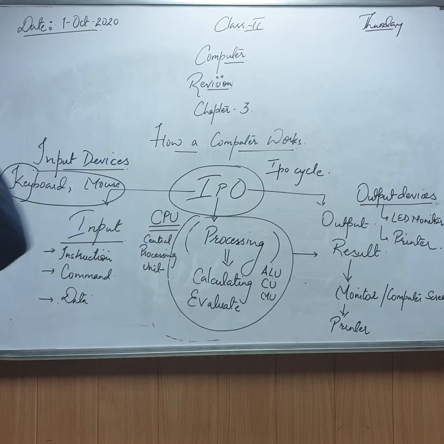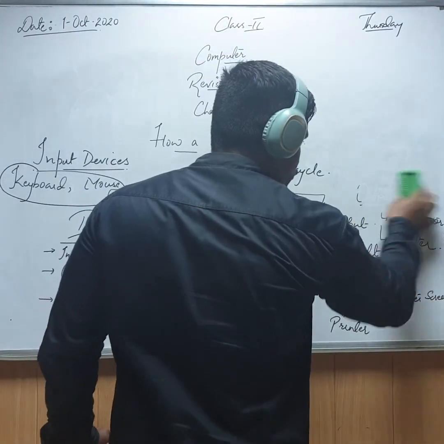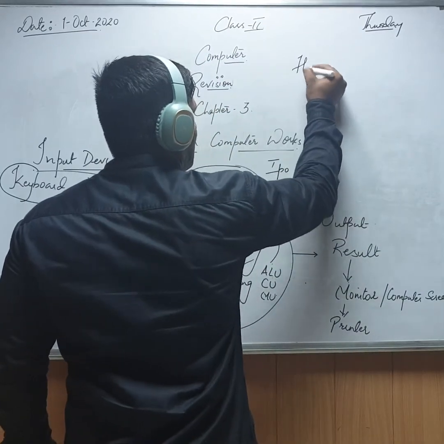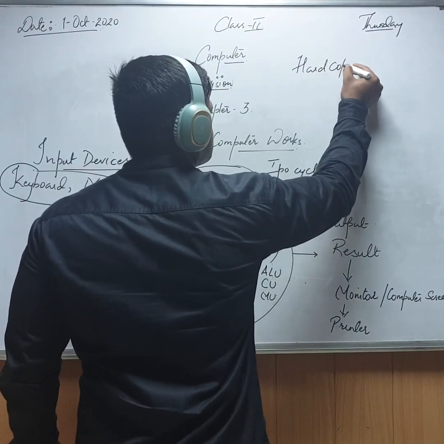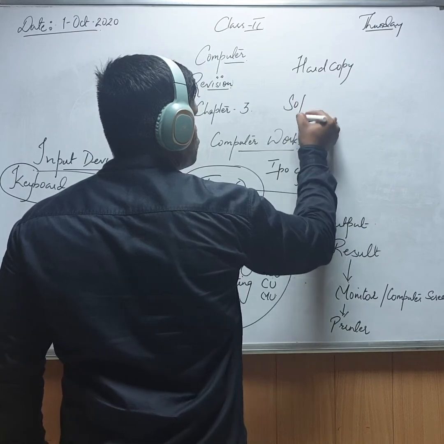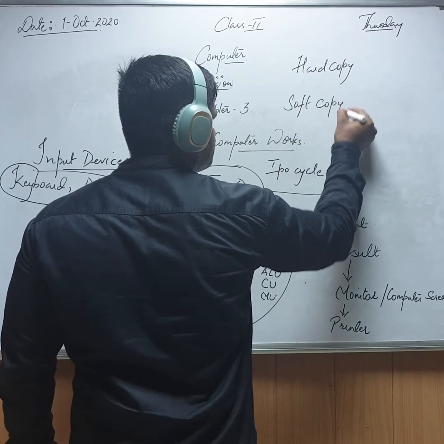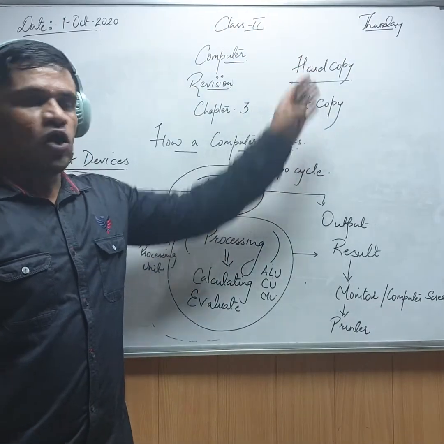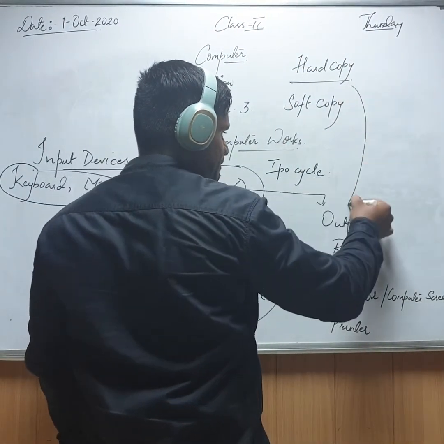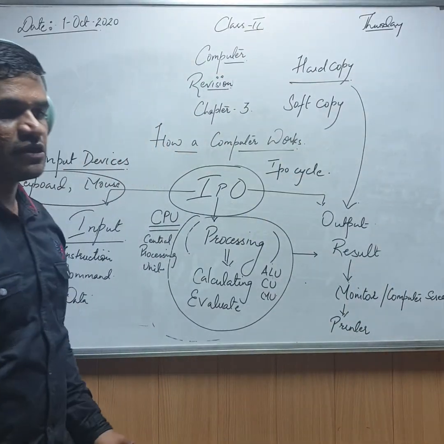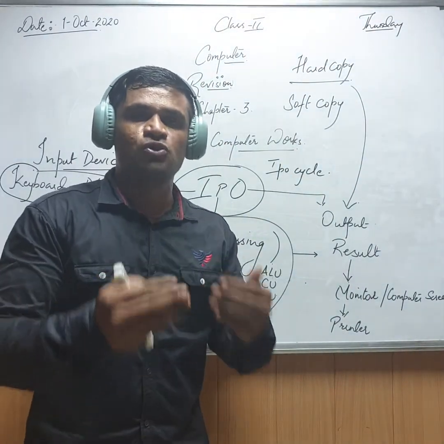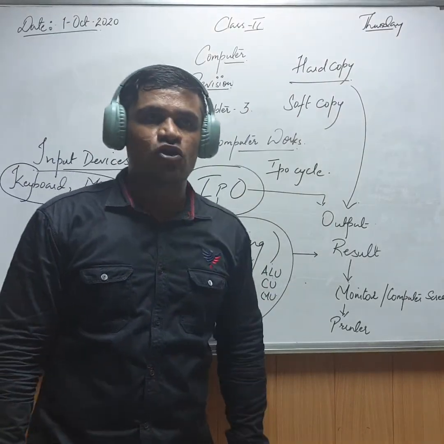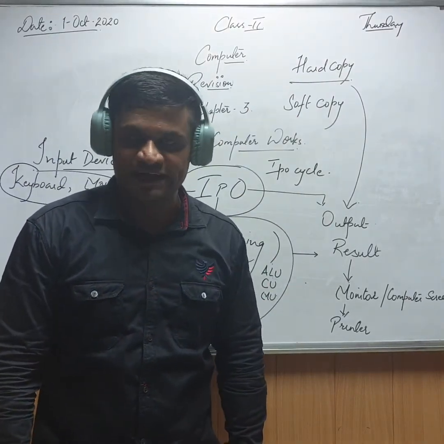Here we have 2 more words, that is hard copy and soft copy. I would like to elaborate that also. This is the part of your output. We have hard copy and soft copy. The difference between them: first of all, they belong to the output step. That means when output is to be shown, is to be displayed, the terms hard copy and soft copy relate to that segment.